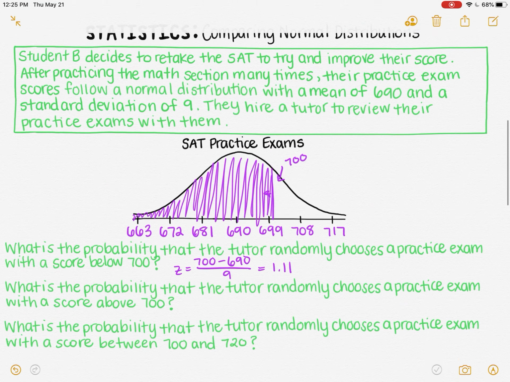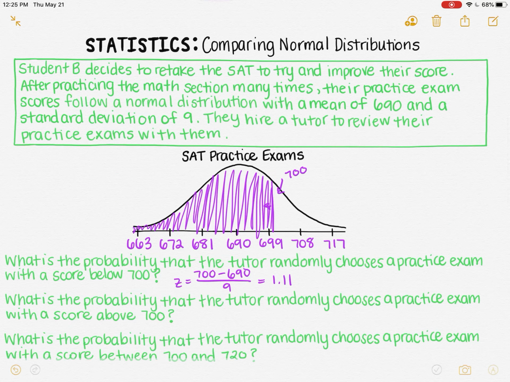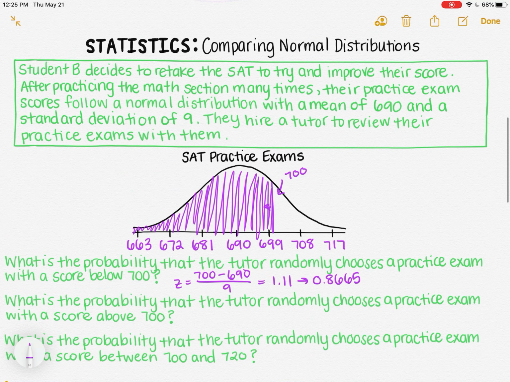So remember, in the z-score table, it gives us the area under the curve to the left. So this gave us 0.8665. Now the only thing I need to do is convert this to a percentage, which I can do by moving my decimal 2 to the right. That gives me, there's an 86.65% chance that the tutor chooses a practice exam with a score below 700.